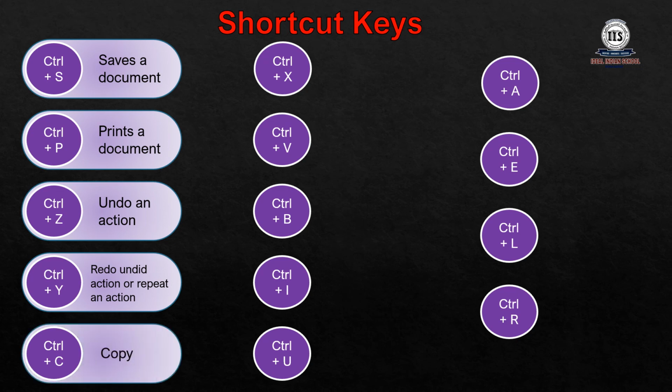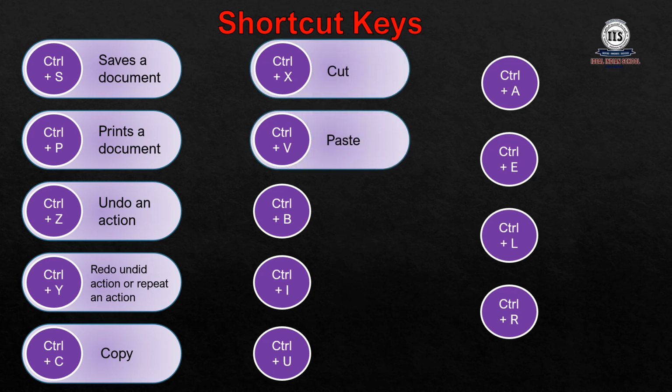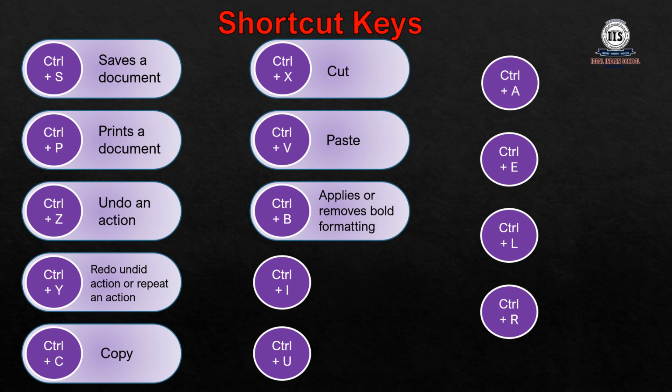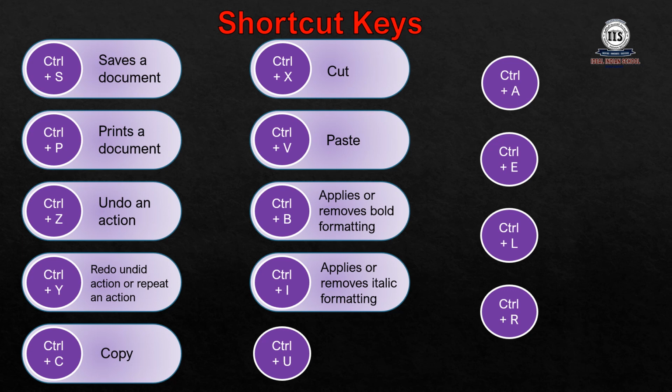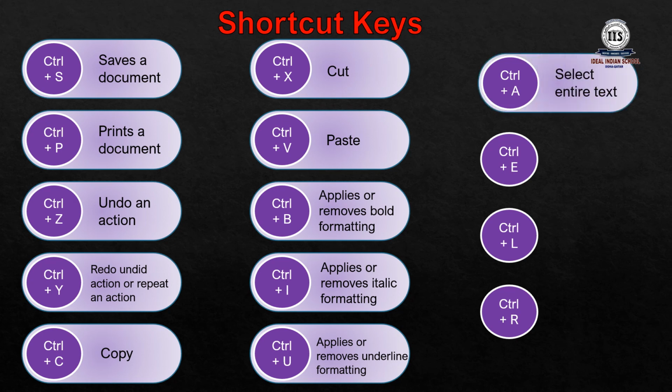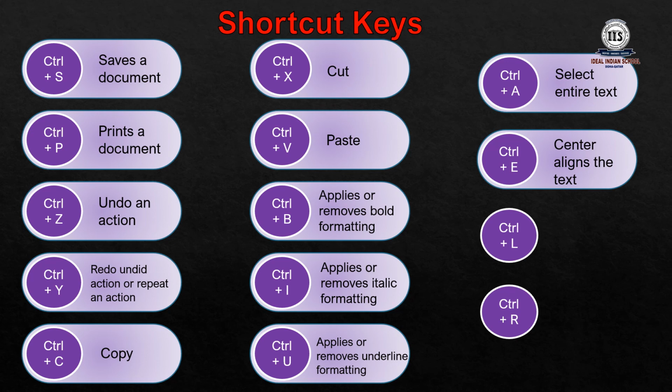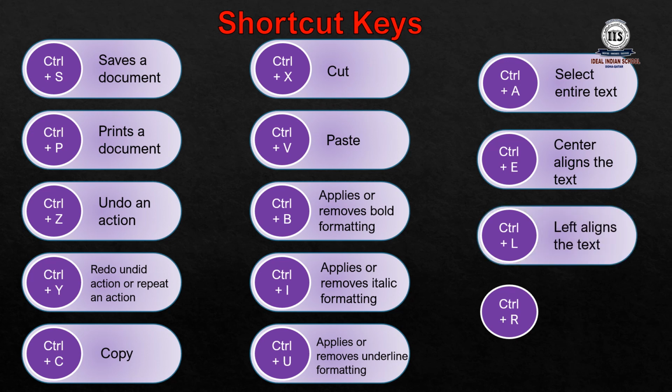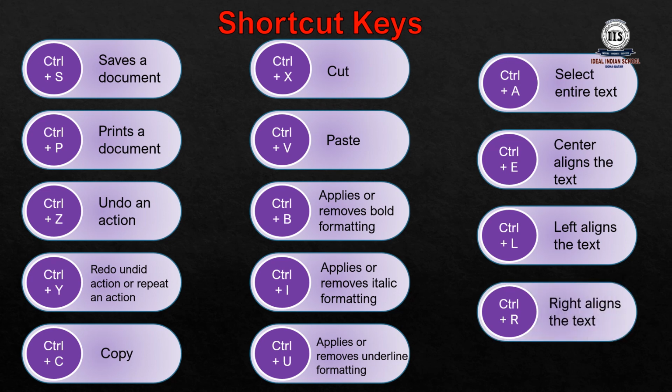Ctrl plus C is to copy. Ctrl plus X is to cut. Ctrl plus V is to paste. Ctrl plus B applies or removes bold formatting. Ctrl plus I applies or removes italic formatting. Control plus U applies or removes underlined formatting. Control plus A selects the entire text. Control plus E center aligns the text. Control plus L left aligns the text. Control plus R right aligns the text.